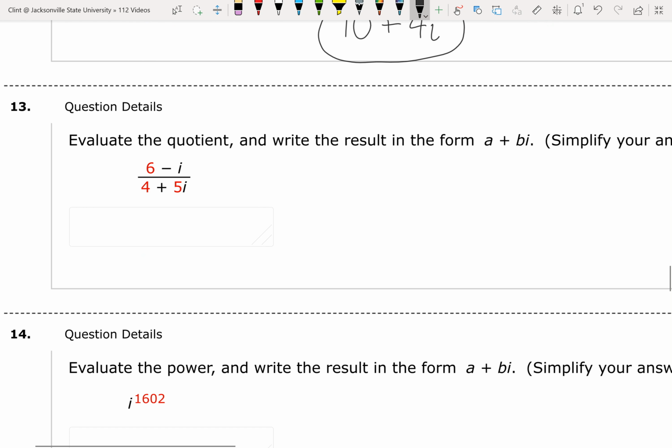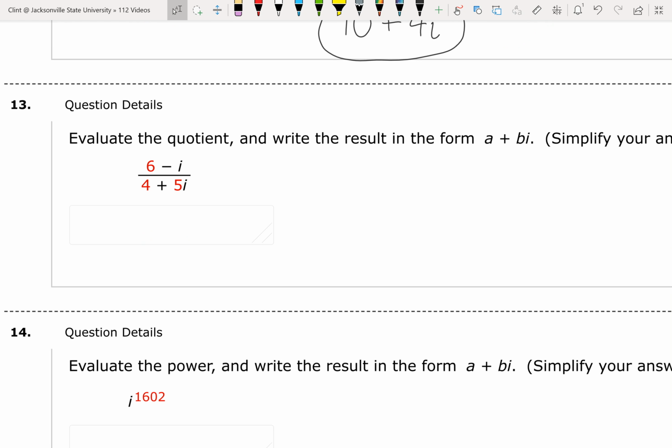Okay, 13, oh boy. Get to evaluate the quotient. This one looks fun. It's not that bad. So remember, if we are dividing with complex numbers, really what we're doing is rationalizing. So we got to multiply by something over itself.